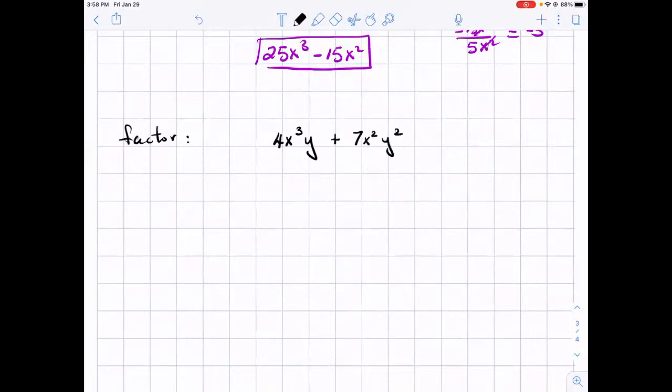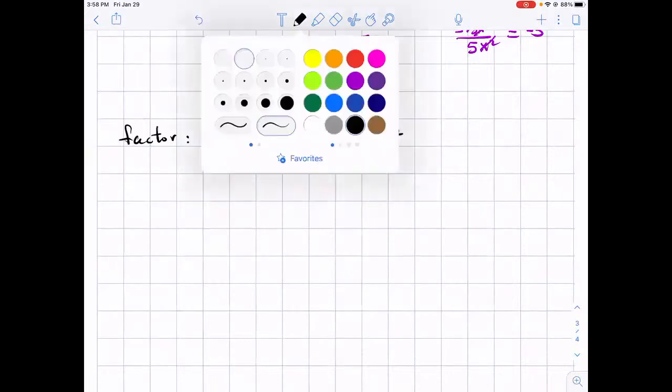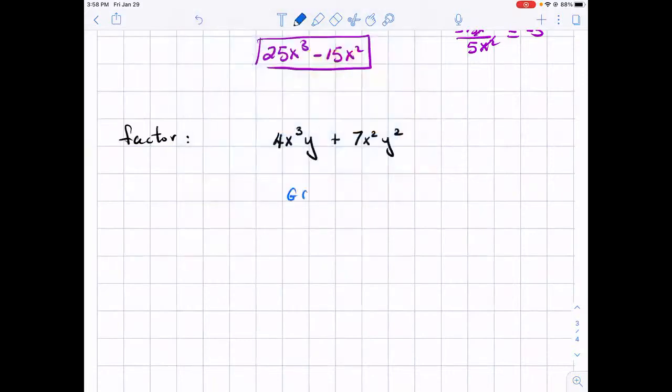So step 1 is to identify our GCF. So what is the GCF? Well, if you look at this, the two numbers that I have are 4 and 7, okay? And there's no number that goes into 4 and 7 evenly, other than 1, okay? No number. 2 goes into 4, but 2 doesn't go into 7. So in terms of 4 and 7, there is no number.